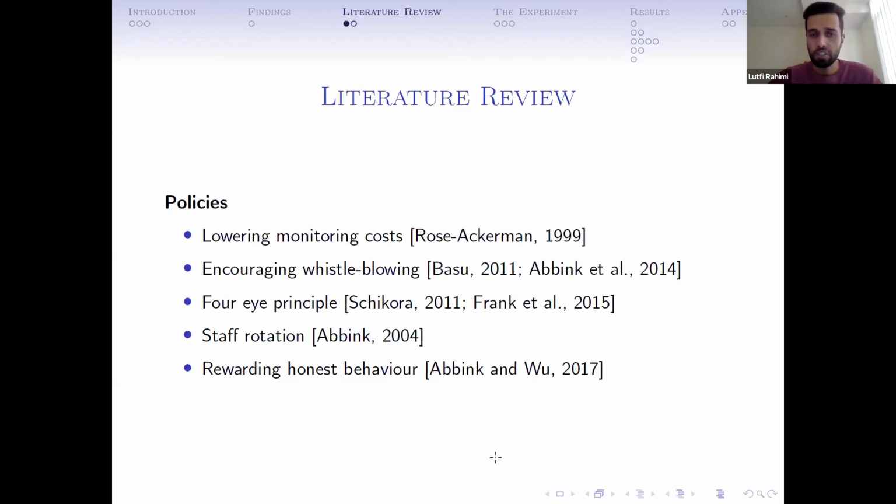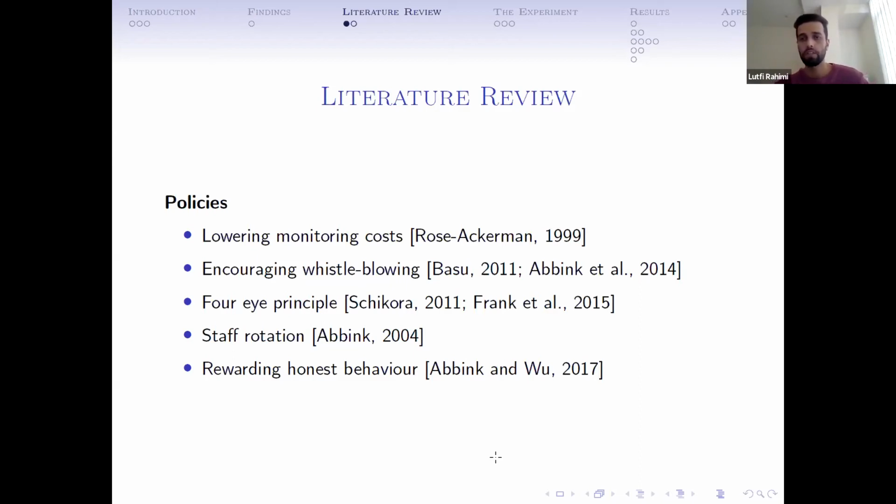A number of policies have been proposed based on this principle, but this causes a number of other issues that I will not get into at the moment. The last three policies that have been looked at experimentally are the following. So 4I principle, this is the introduction of one additional public official into the decision-making mix.